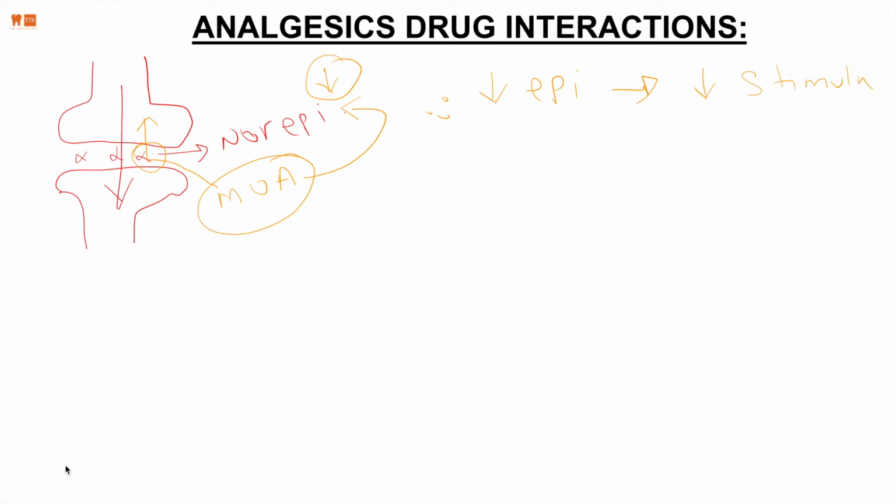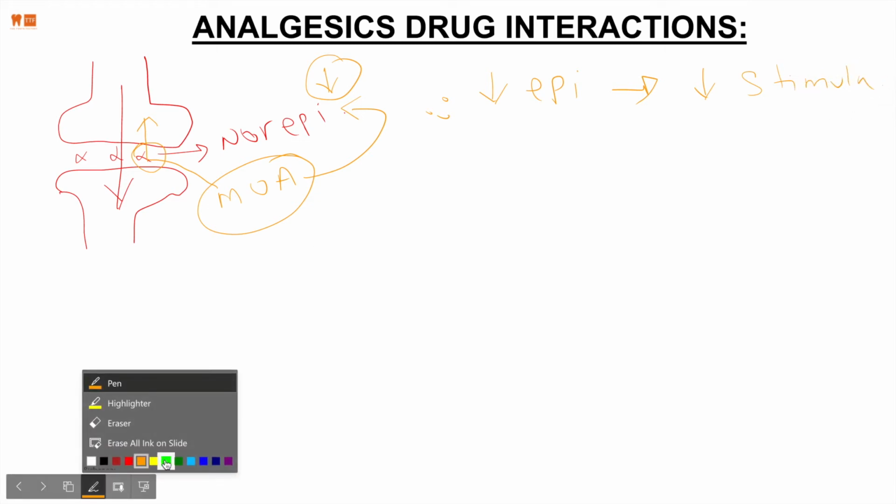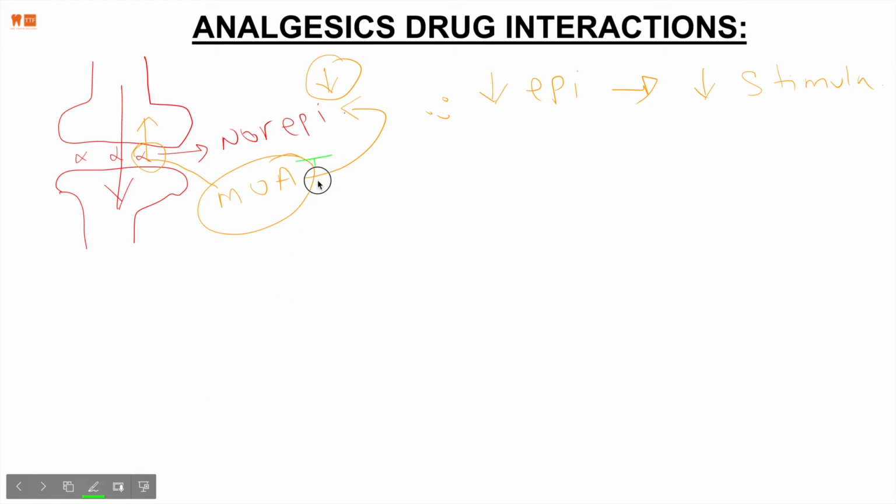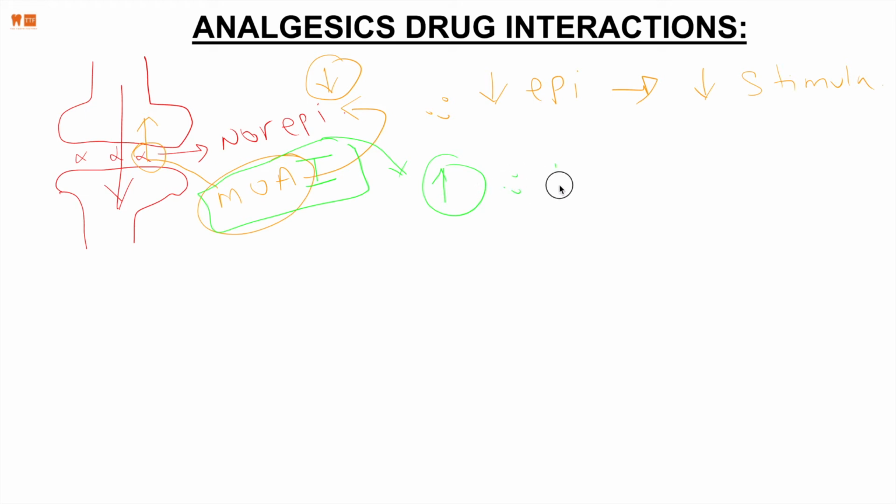Okay, now what if we have an MAO inhibitor? Therefore, norepinephrine will now increase, leading to an increase in stimulation. So we now know that MAO inhibitors will increase CNS stimulation.